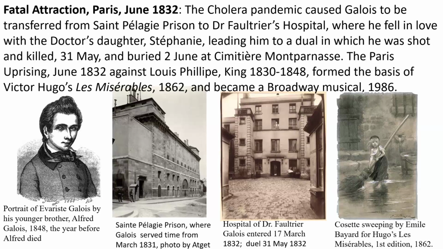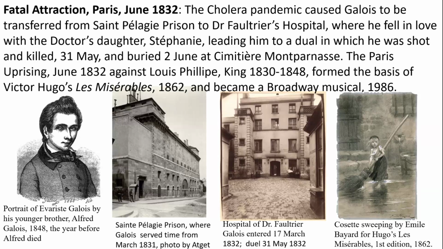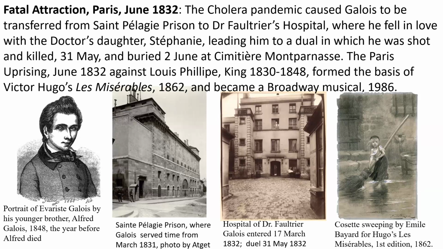And so at that point in time, Galois could have been released from prison after he had stayed for about a month or so at Faultrier's hospital, but he wanted to stay there. And Faultrier's daughter, Stéphanie, was helping out her father, and Galois fell madly in love with Stéphanie. And this became pretty obvious. They had love letters going back and forth. And anyway, over this affair, he got challenged to a duel.